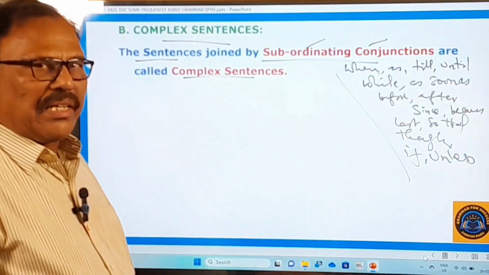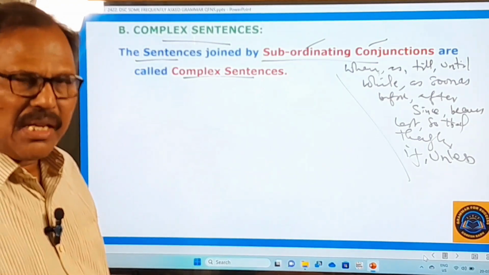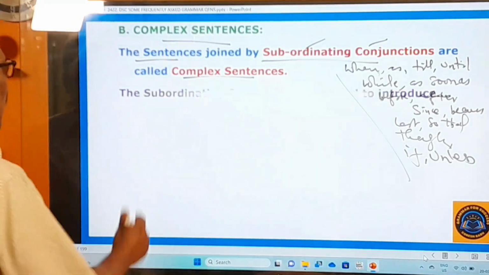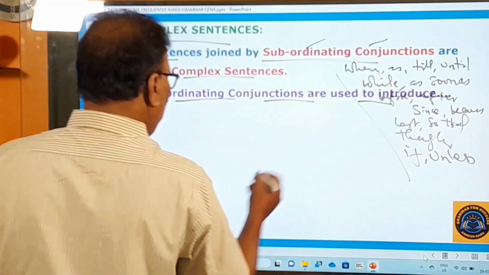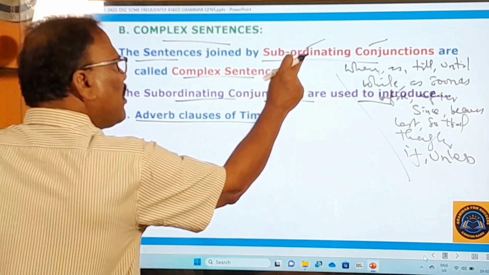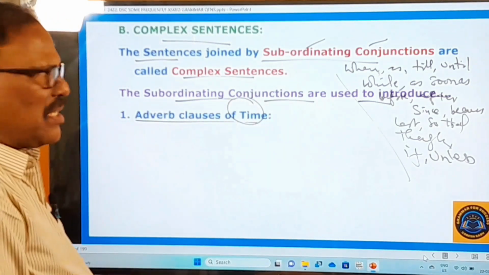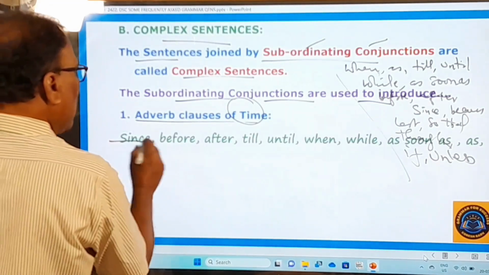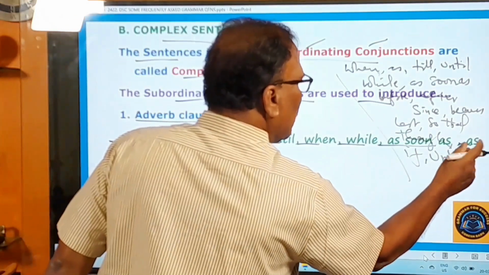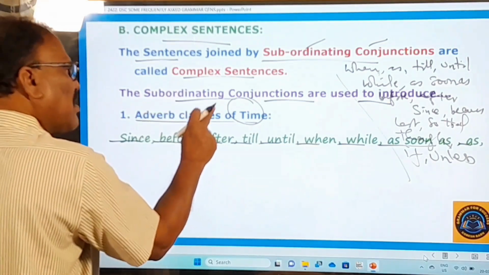And one important thing is these subordinating conjunctions introduce various adverb clauses. Okay, we are going to learn about those adverb clauses. And here the subordinating conjunctions are used to introduce what? Okay, the adverb clauses of time. See, some subordinating conjunctions introduce adverb clauses of time. What are those conjunctions? Let us look at them. Since, before, after, till, until, when, while, as soon as. These are called the subordinating conjunctions that introduce adverb clauses of time.